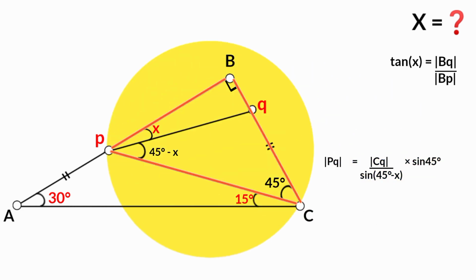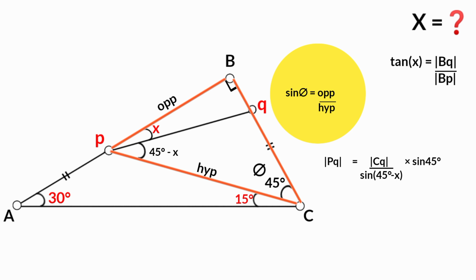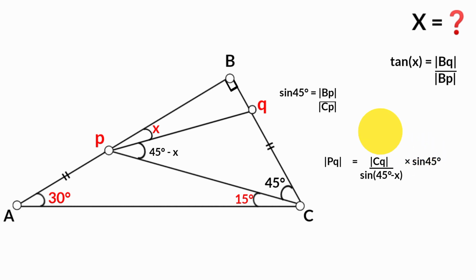But from this triangle here, if we also use the circle tool, taking this as theta, this is opposite and this is the hypotenuse. From here, sine theta equal to opposite over hypotenuse. Theta is 45 degrees, opposite is line BP, and hypotenuse is line CP. So sine 45 degrees equal to line BP over line CP. We're going to replace this sine 45 degrees with this line BP over line CP here. Now line PQ equal to line CQ over sine 45 degrees minus x times line BP over line CP.